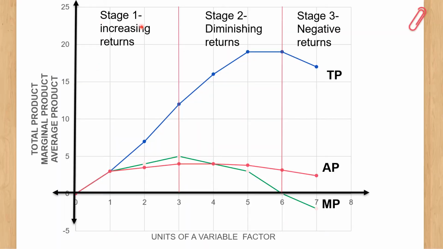Let's study the first stage with the help of the diagram. As you can see, it starts with 0. Total product is increasing at an increasing rate. Throughout this stage, we said that marginal product is greater than average product. It is only in the second stage that the marginal product cuts the average product curve at its highest point.